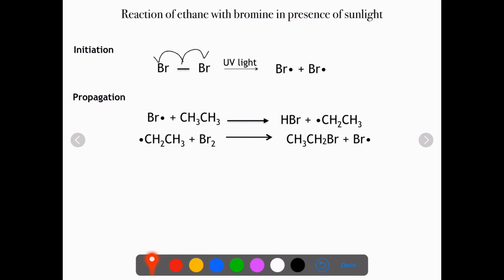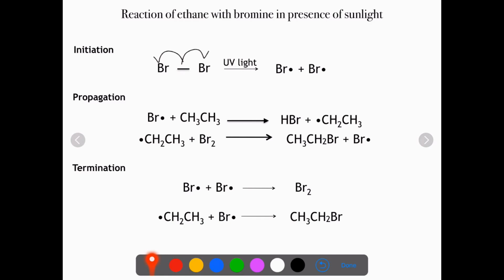So this process continues up until termination step. So we have either bromine radical combined with bromine radical to form bromine, or we can have ethyl radical combined with bromine radical to form 1-bromoethane, or ethyl radical combined with another ethyl radical to form butane. And butane is the byproduct or minor product of this reaction.